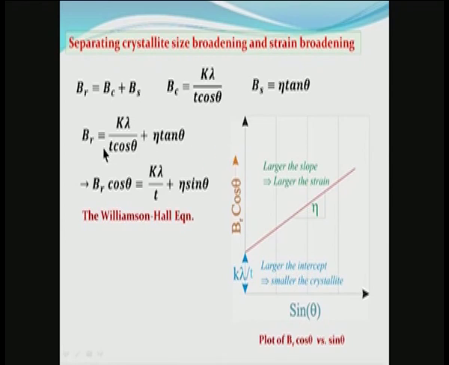So, if one plots Br cosine theta, Br being the measured full width at half maximum, which is the sum of Bc and Bs, that is the total width of the peak, versus sin theta, then you get a straight line. The slope of the line gives us the strain in the material, and the intercept gives us k lambda by T, from which one can derive the value of T, which is the average crystallite size. So, the larger the intercept, the smaller the crystallite size.